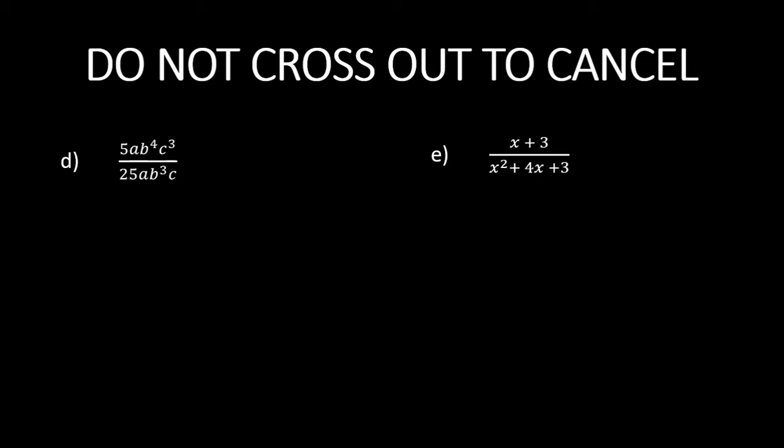Now, be careful. Don't even copy this down. Do not cross out to cancel. Unfortunately, a lot of people see other people doing this. They see I've got a fraction here. I'm looking for a common factor, top and bottom. I see 5abc. I see 25abc. Top's got 5abc, bottom's got 5abc. I'll just cross those out, and that must leave me with nothing on the top and a 2 on the bottom. That is not right. Do not copy that down.